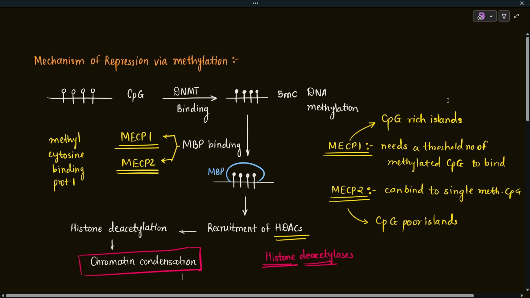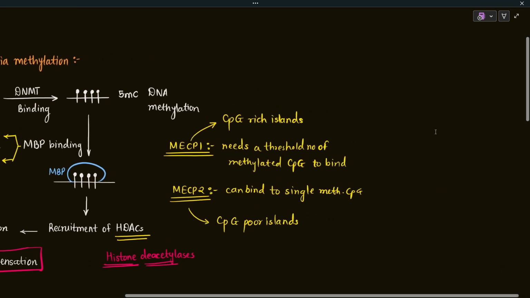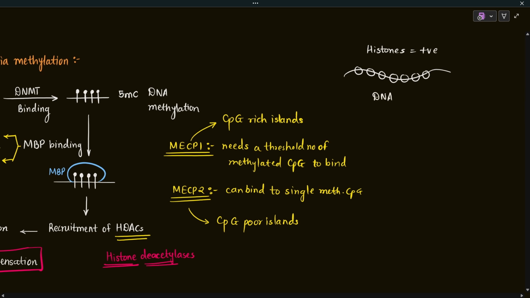How does it do that? Let's have a quick look at it. In the previous video lectures, we have learned that DNA is wrapped around the histones and forms nucleosomes, which are the basic structural unit of the chromosome. Histones are positively charged proteins, while DNA is negatively charged, and this is how the interaction between both of them is stabilized.